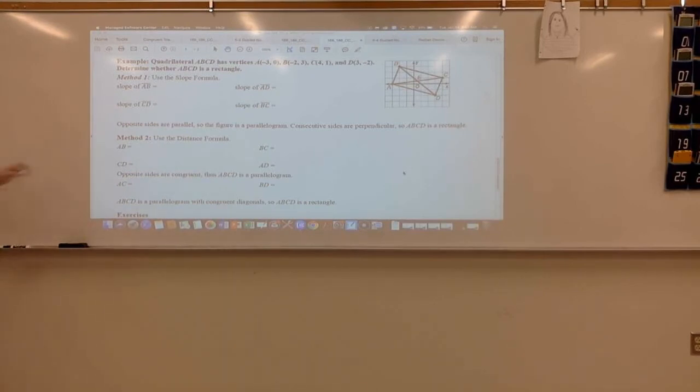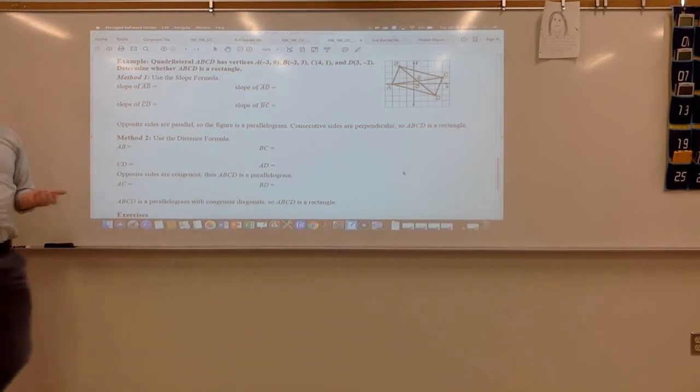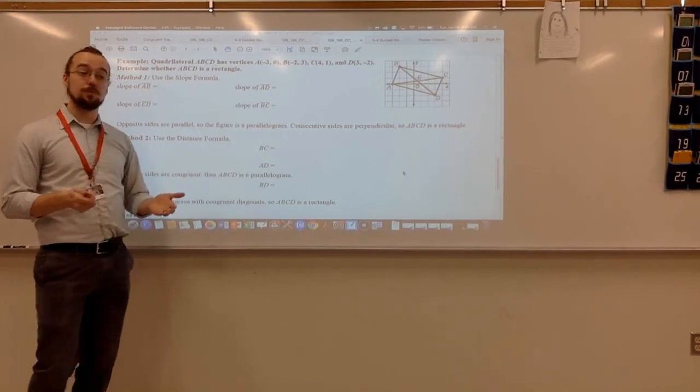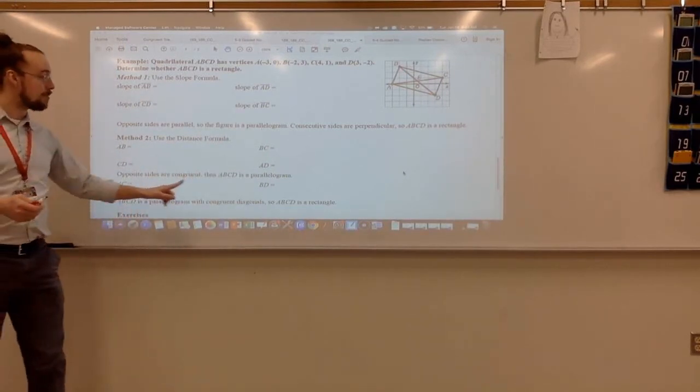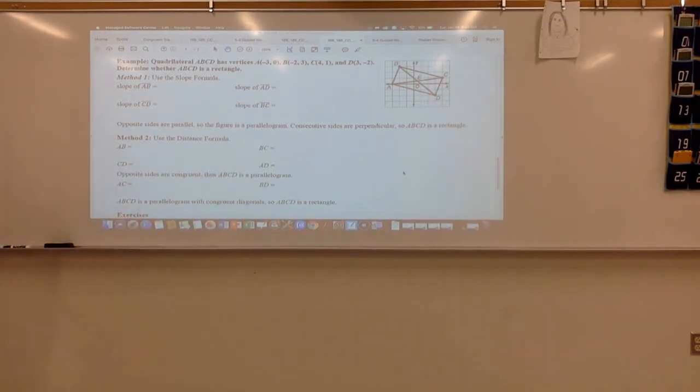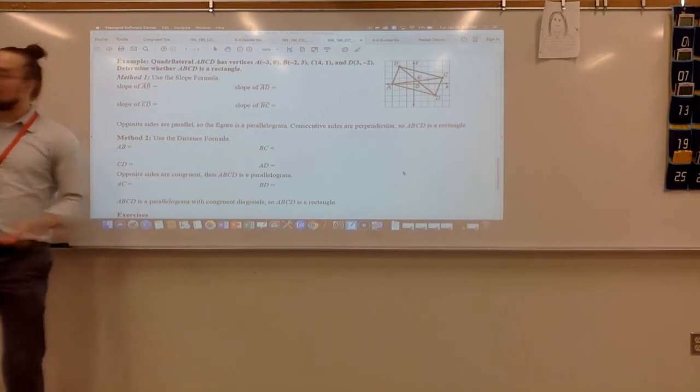Okay, so this one requires a little bit more work because we have to find 6 lengths. We would have to find all 4 sides to first prove it's a parallelogram, and then find the lengths of the diagonals to take it one step further and prove it's a rectangle. The slope one, if you have a choice, is probably a little easier, a little less work. This is just to show that we could use the different properties.